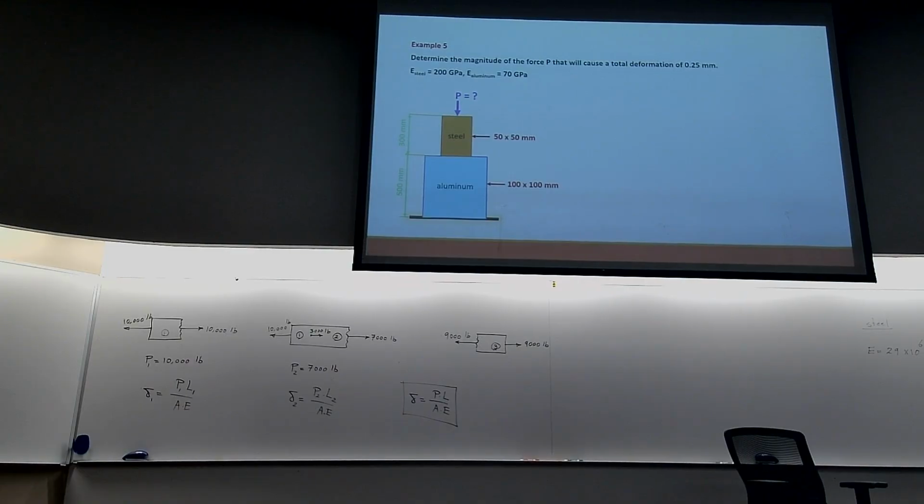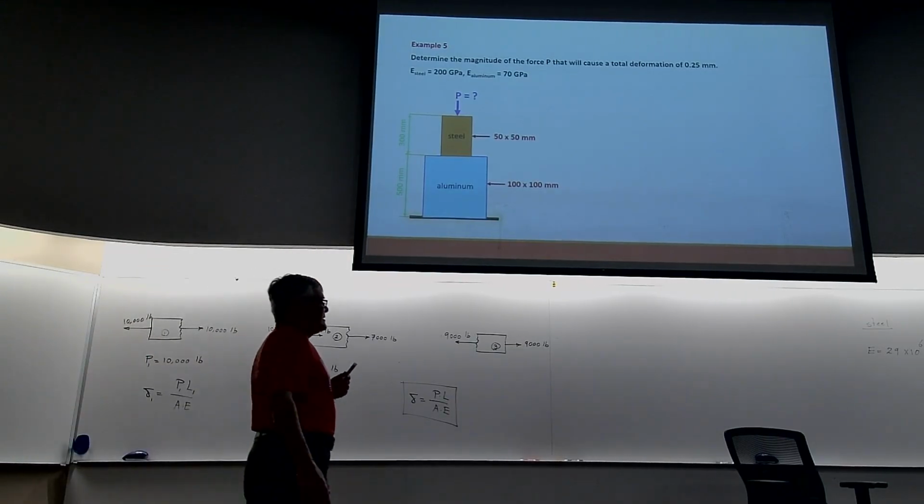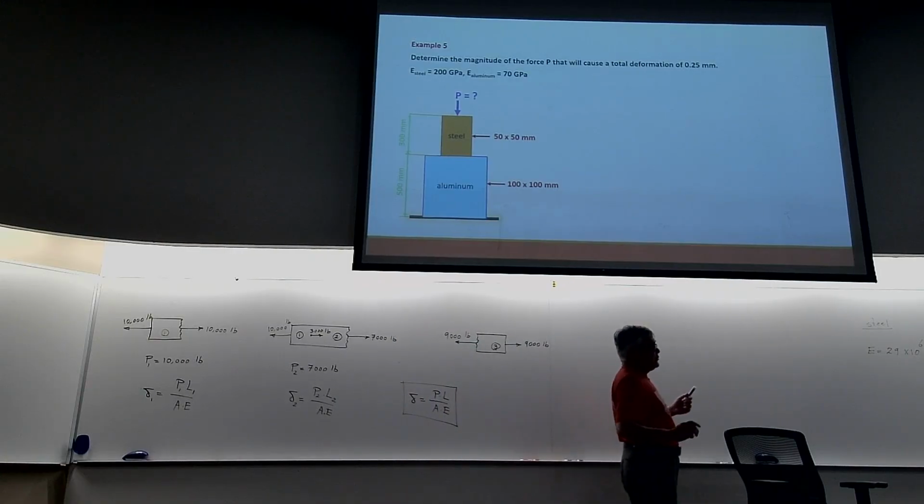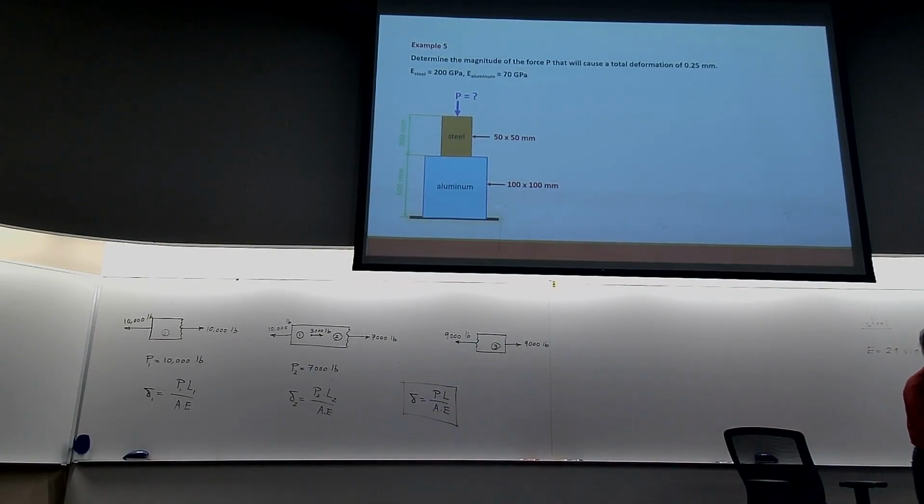We have a structure here. There's an aluminum piece shown in blue and steel shown in light brown. They have square cross sections, and the dimensions are shown in millimeters. 50 by 50 for steel, 100 by 100 for aluminum. The lengths are shown here, 300 and 500 millimeter. These are the E's for steel and aluminum.